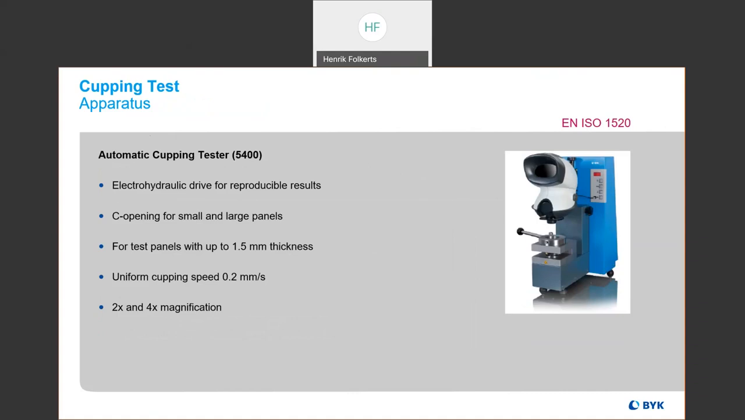We offer two versions. The automatic cupping tester, as you can see in the picture, has a very large C opening. This here, this is the C opening for small and large panels. The panels can have a thickness of up to 1.5 millimeters. The cupping speed, as defined in the ISO method, is 0.2 millimeters per second. And the microscope has a 2 and 4 times magnification possibility. Thus, you can easily see when the cracking takes place.